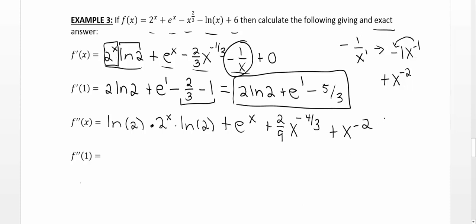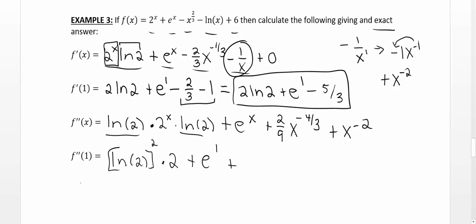So here I have my second derivative, and what I want you to notice is that in the first term, I have a natural log of 2 times another natural log of 2, all within that first term. So I can write that as the natural log of 2 squared, because when I plug in a 1 here, I'm still looking for an exact answer. So I'm going to write the natural log of 2 squared, there's 2 of them, right? 1 here, times 2 to the 1, which is just 2, plus e to the 1, right?